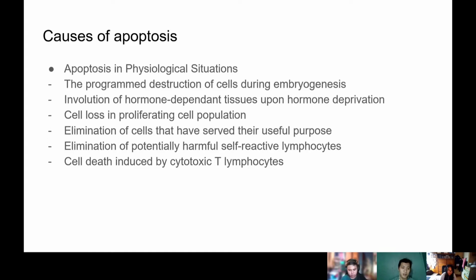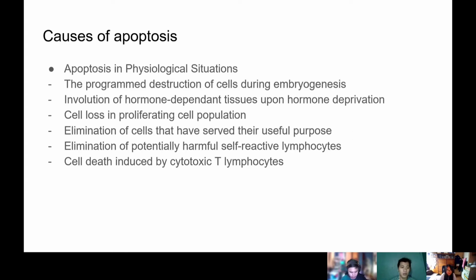First, in the physiological situation is the programmed destruction of cells during embryogenesis. The normal development is associated with the death of some cells and the appearance of new cells and tissues. The term programmed cell death was originally coined to denote this death of specific cell types at defined times during the development of an organism.